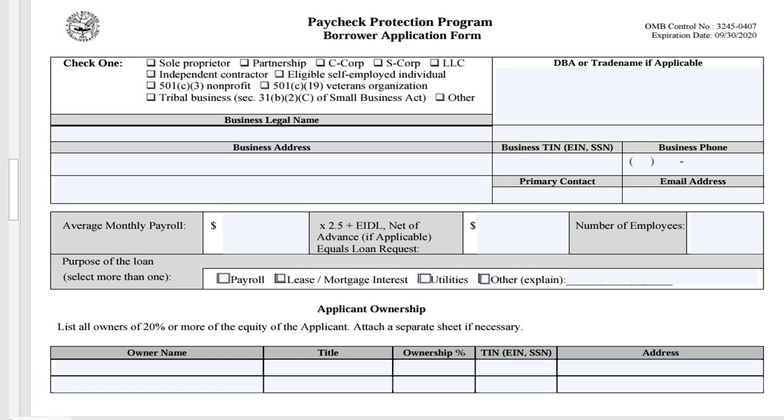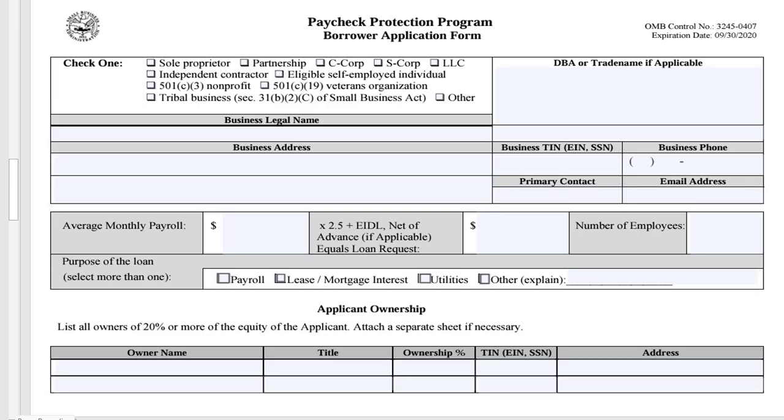Okay, let's have a discussion of the SBA's first draw PPP 2483 loan application form. Just for disclosure purposes, I'm not an attorney, not a licensed attorney.